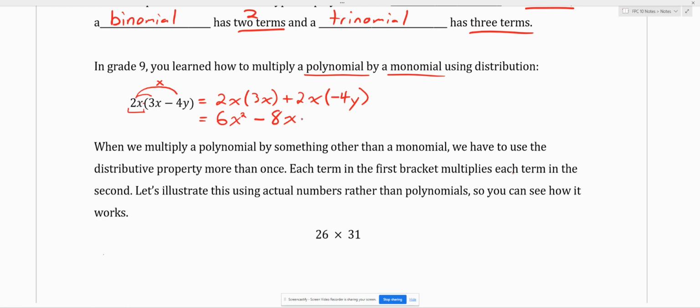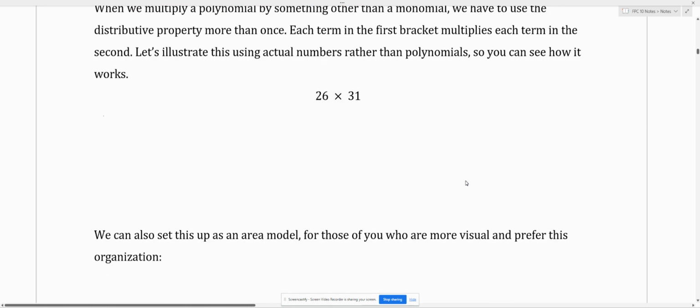In x times y, we can't combine them. They're different variables, so it's just xy. So now we have a result of 6x squared minus 8xy. Okay, what happens when things get a little more complicated?